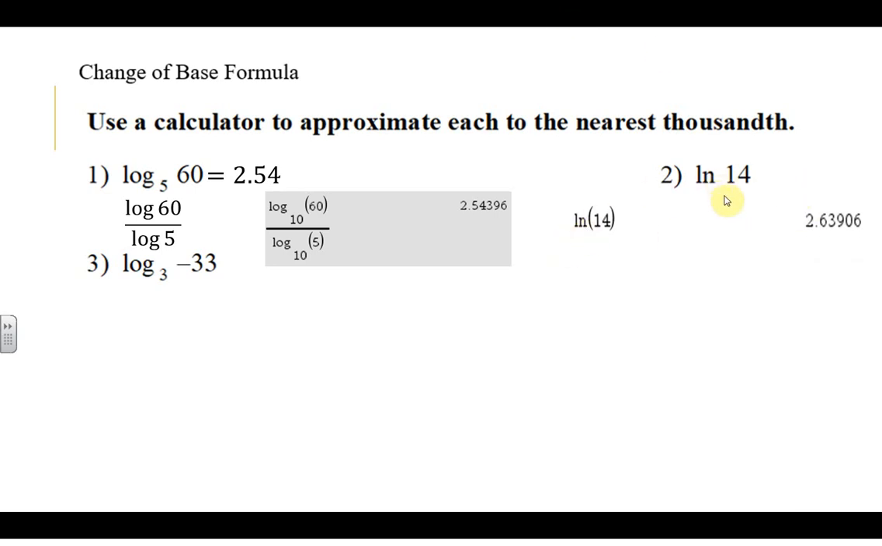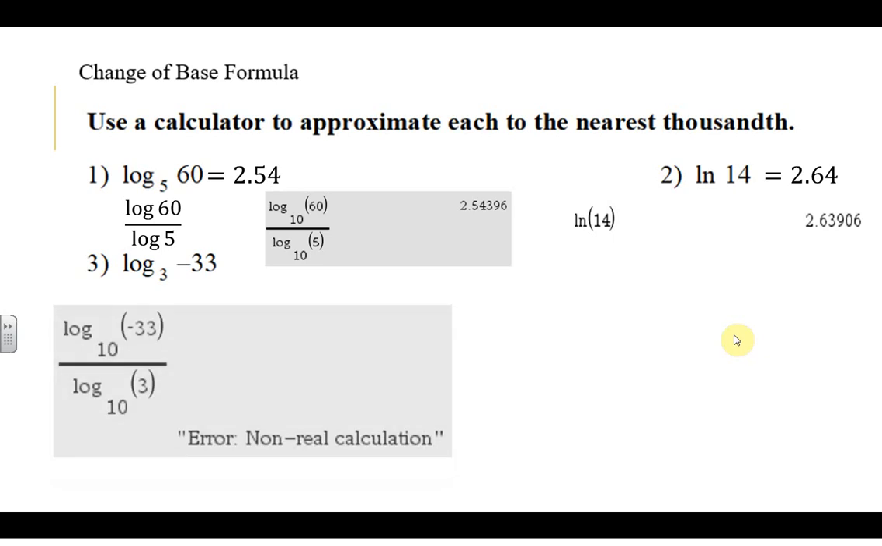Because this is technically ln base e, so ln of 14 over ln e. Well, ln e is 1, so it's just that. So it pops out your number, and you probably rounded it wrong again. 2.639, everybody.